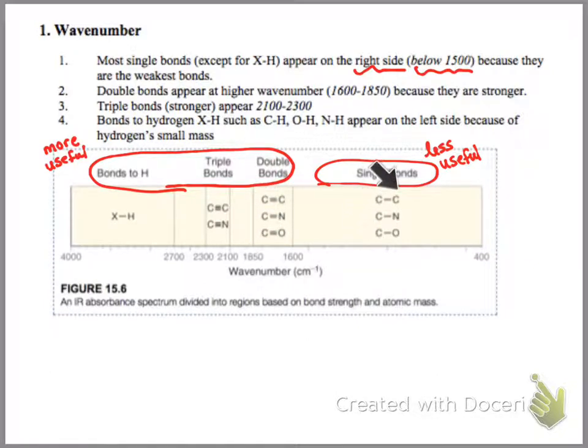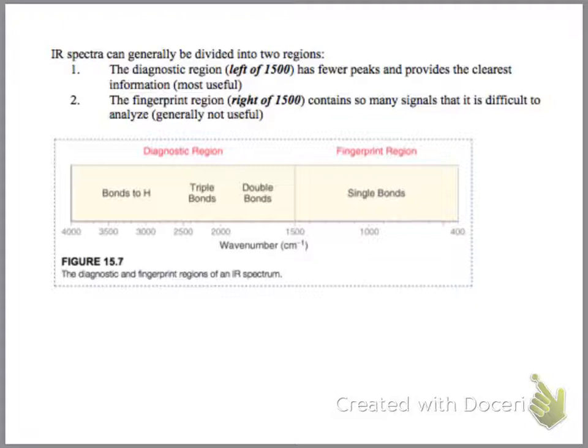On the right, lots of peaks come on the right, but they're not very useful because this is where the carbon-carbon bonds come, and everything has a carbon-carbon bond. So there's a huge number of peaks in this region. So we call this the fingerprint region. It's just not a very useful region. So again, the left-hand side is often called the diagnostic region. It's more useful. The right-hand side is called the fingerprint region. It's in general not as useful.